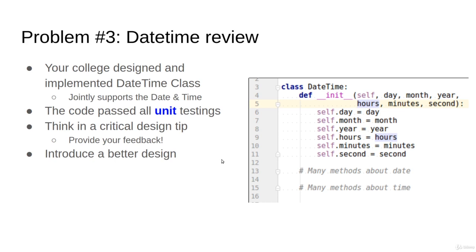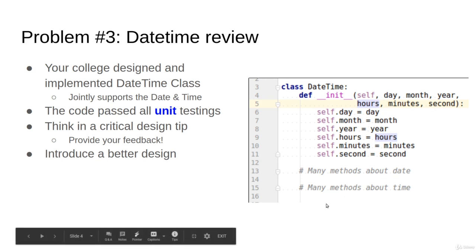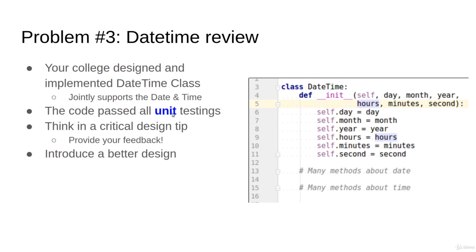Date versus time. A code review is a very common task in industry. Your colleague wanted to implement a class that should take 6 parameters: day, month, year, hours, minutes, and seconds. And this is how he designed it. A constructor, a bunch of items, a lot of methods for the date, a lot of methods for the time. And this code passed unit testing.